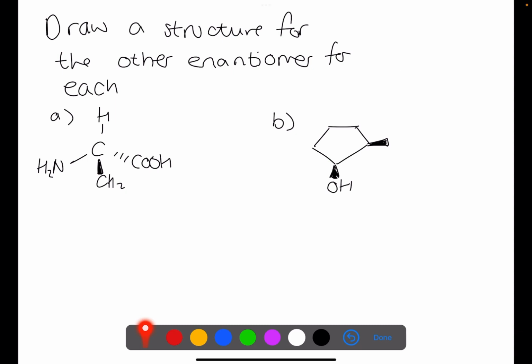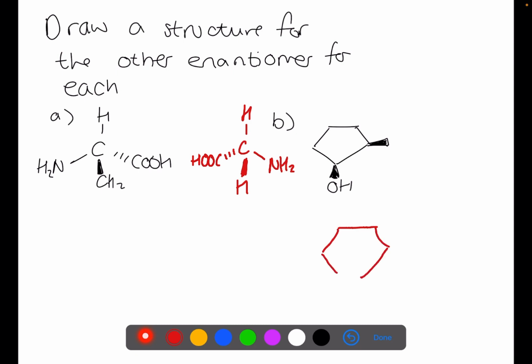So here we're drawing the other enantiomer for each of these. So we can either just flip over any of the 2 parts of the molecule, or you can draw in a mirror. I'm just going to draw in the mirror. So just mirroring exactly what is there, including the shapes of the bonds. In this one here, we can just swap over any of the 2 groups, and the easiest way to do that is to look at the ones with the wedges and dashes and just pick one and change it to be the opposite one.